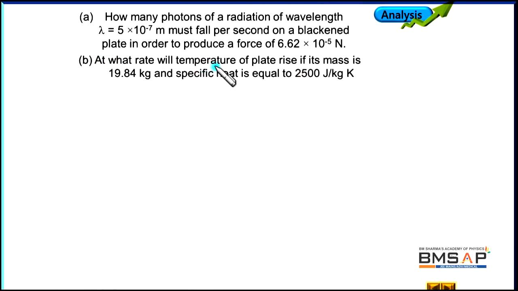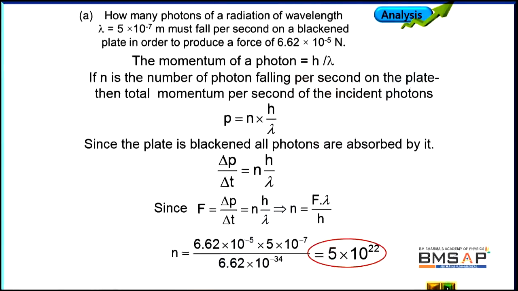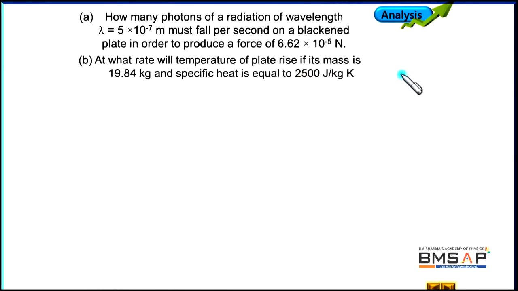At what rate will the temperature of the plate rise if the mass of the plate is 19.84 kg and the specific heat is equal to 2500 joule per kg Kelvin? Let us write the value of small n. Small n is equal to 5 into 10 to the power 22, right. And we know the energy of each photon is equal to hc divided by lambda, right.